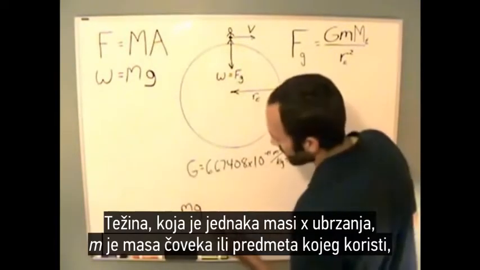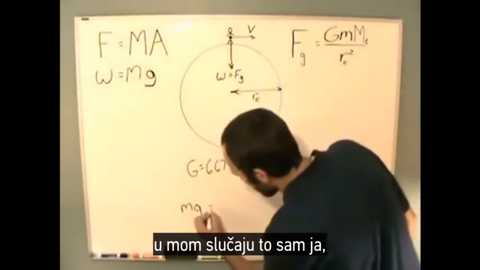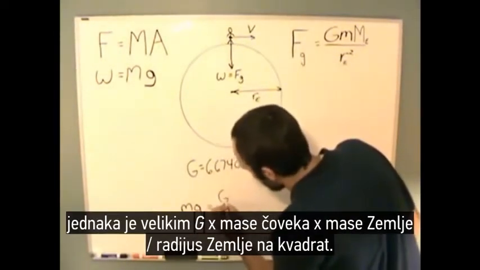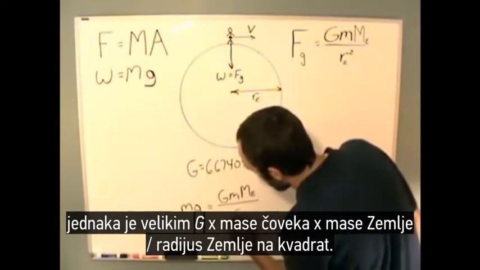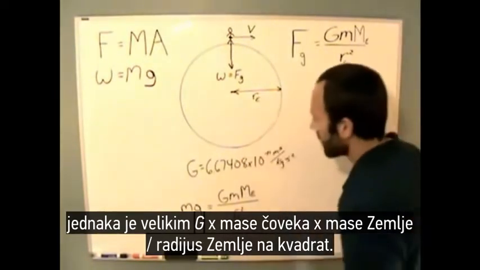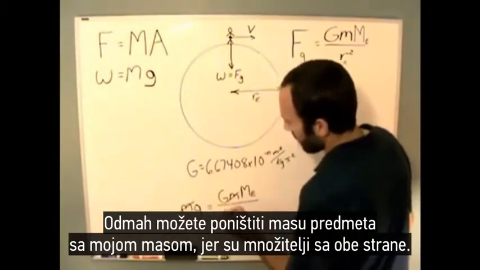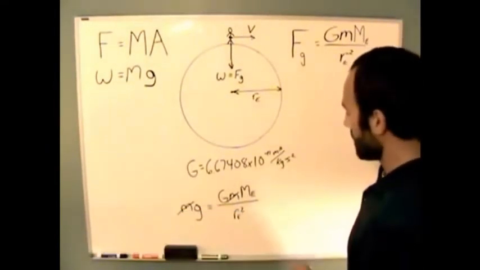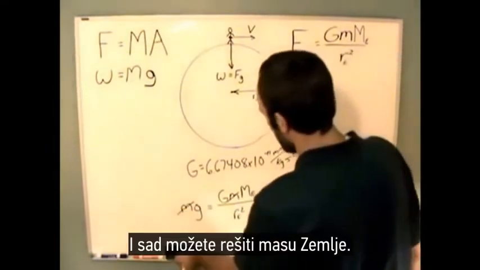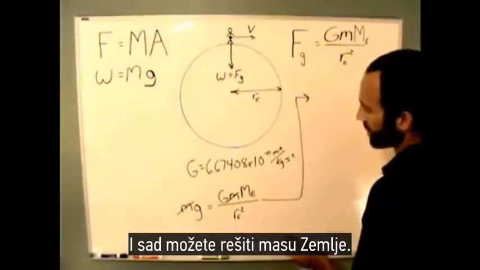Weight, which is equal to mass times g, or the mass of the man or whatever object he's using, in my case I'm going to say me, is equal to big G times the mass of the man times the mass of Earth divided by the radius of Earth squared. Now immediately you can cancel the mass of the object, or me, out, because they're in the numerator on both sides. This is really mg over 1. Okay? And now, let's come up here. You can solve for the mass of Earth.